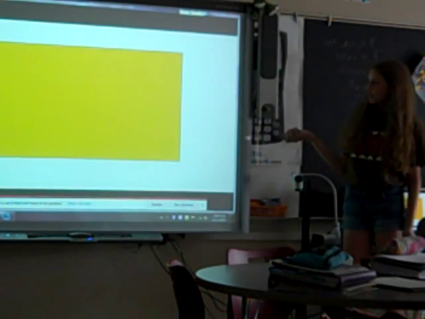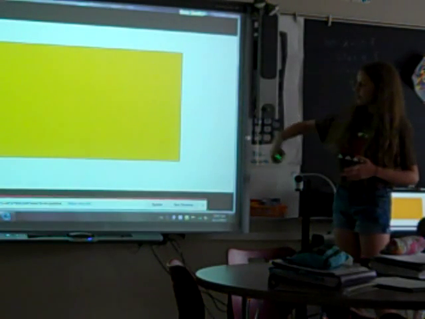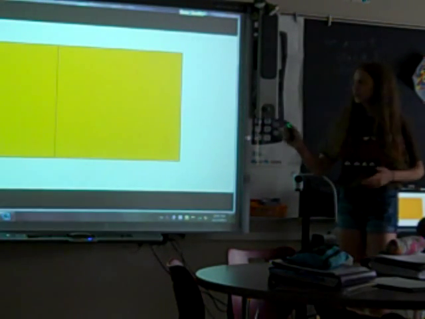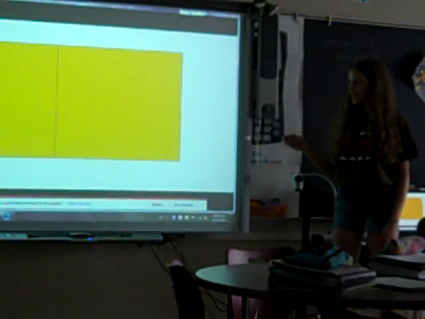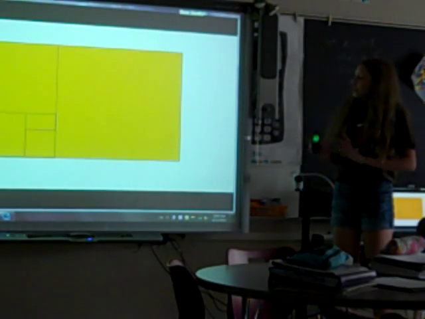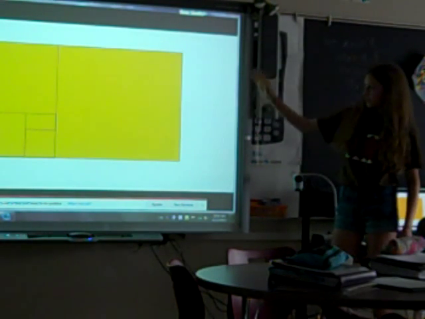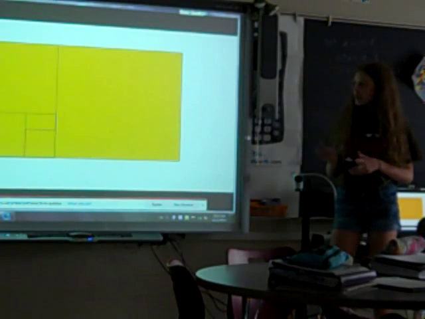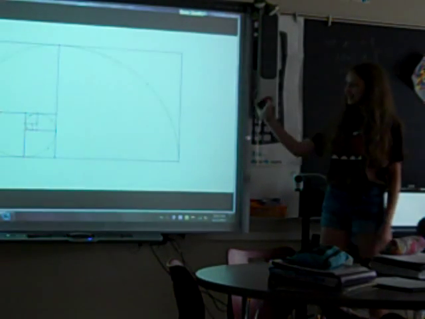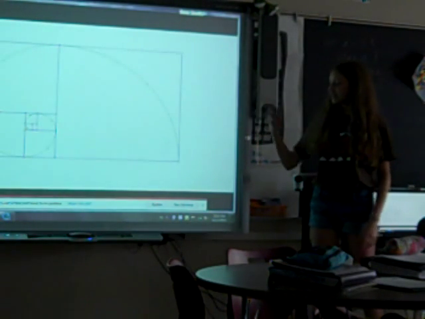And then the special property that makes it cool to create a spiral with is that when you divide it into a square and another rectangle, the other rectangle also has a proportion of 1 to 1.618. And so you can keep doing that indefinitely. Then to actually create the spiral, inside of each square you make a quarter arc, and you get your golden spiral. So I created this one in Sketchpad with a golden rectangle and then the quarter arcs.